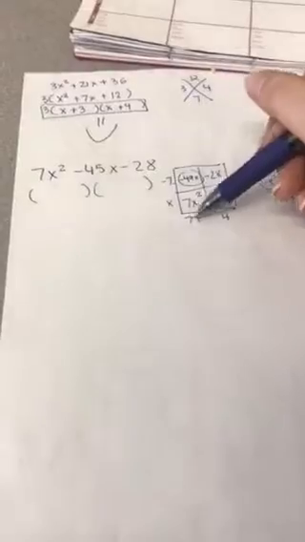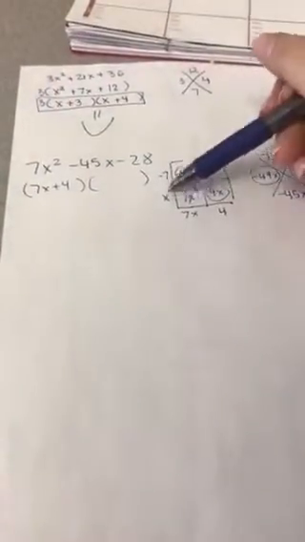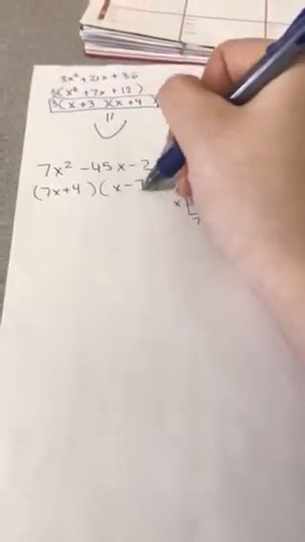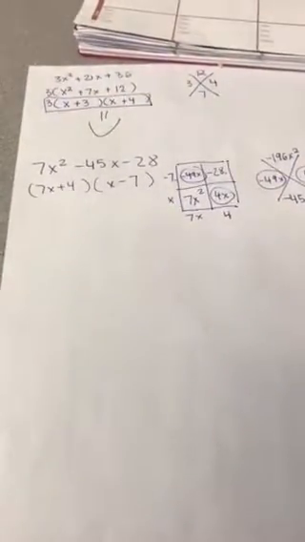So it'll be 7x plus 4 for the first one, and x minus 7 for the second one. And that is all. Second happy face.